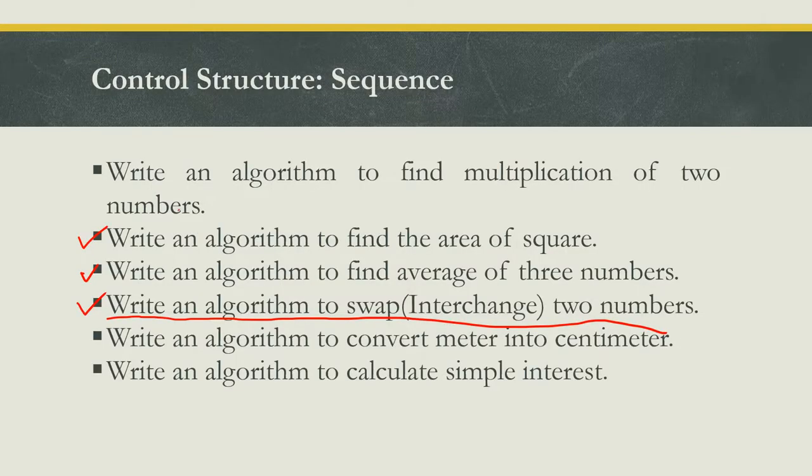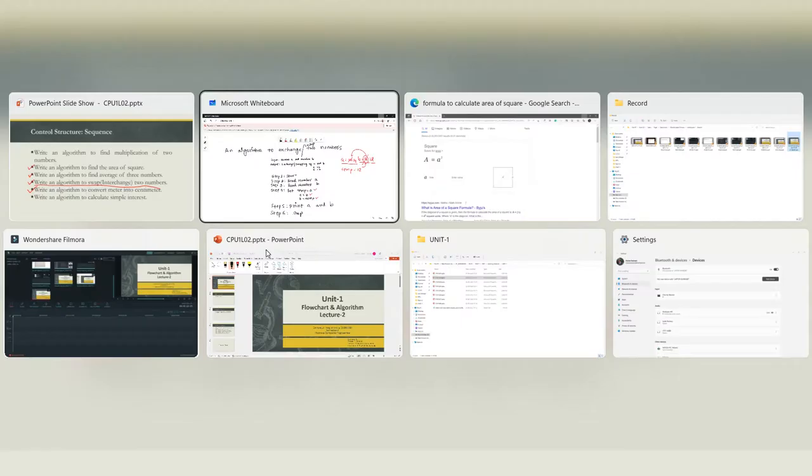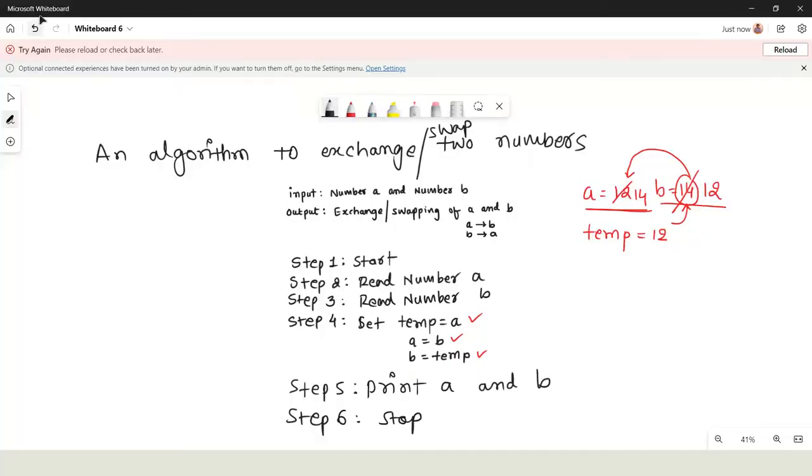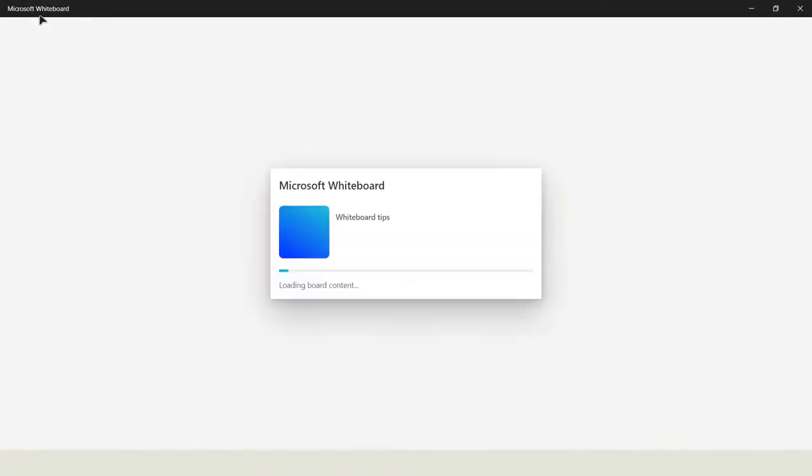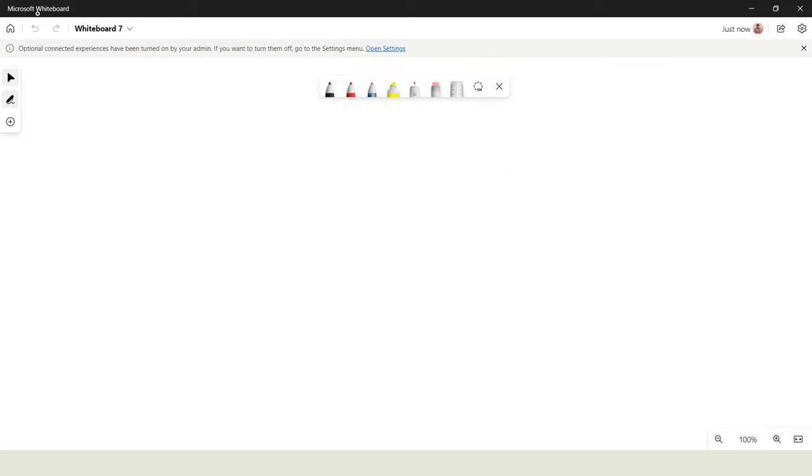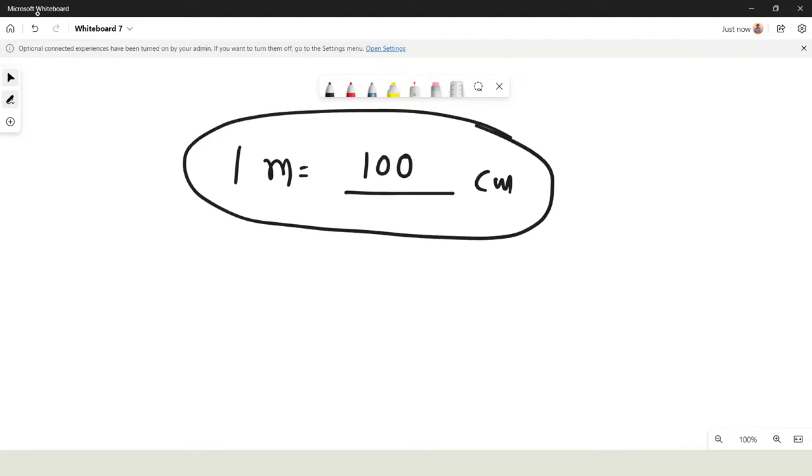Let's move further. We have another problem: write an algorithm to convert meter into centimeter. Let's write the solution. You must have an idea about the meter and centimeter. That means 1 meter is equal to how many centimeters? Think about this. Just stop the video and think about this. Yeah, how many? 100 centimeters. Okay, the solution resides in this formula.